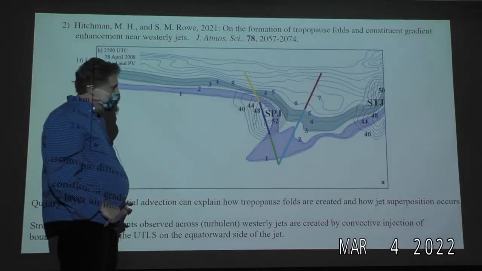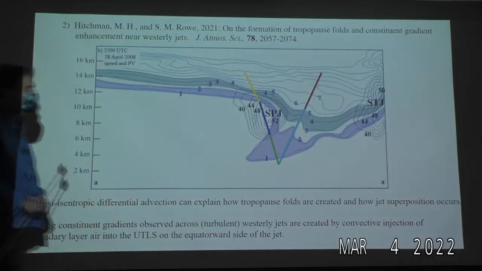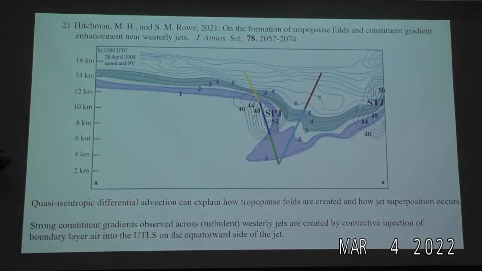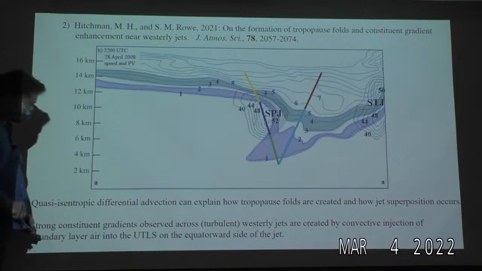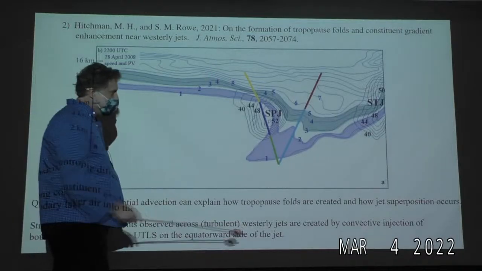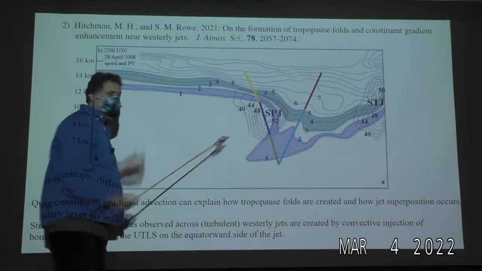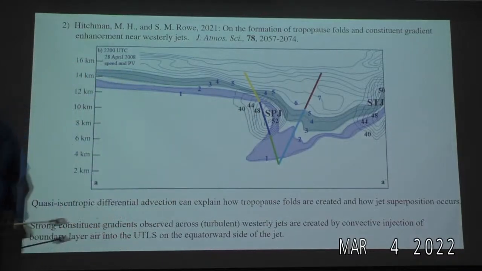Quasi-isentropic differential advection can explain how tropopause folds are created. Also how jet superposition occurs. There's just one jet moving this way, and this other jet going like that, just differential advection. The other main point of this paper is that strong constituent gradients observed across the westerly jets are created by convectively injected boundary layer air with low ozone into the UTLS on the equatorward side of the jet. So this structure in low ozone, low PV, is outflow from thunderstorms upstream, just accumulated.